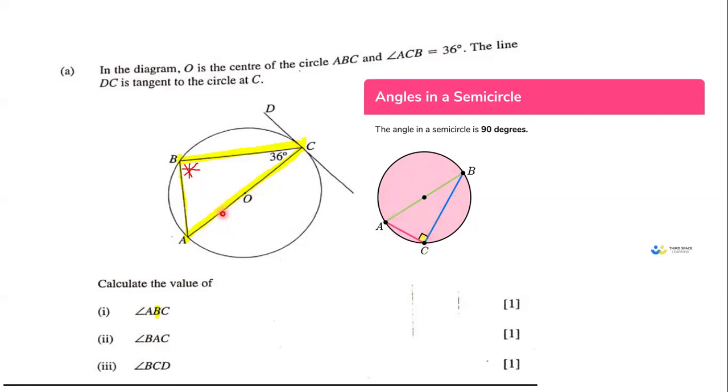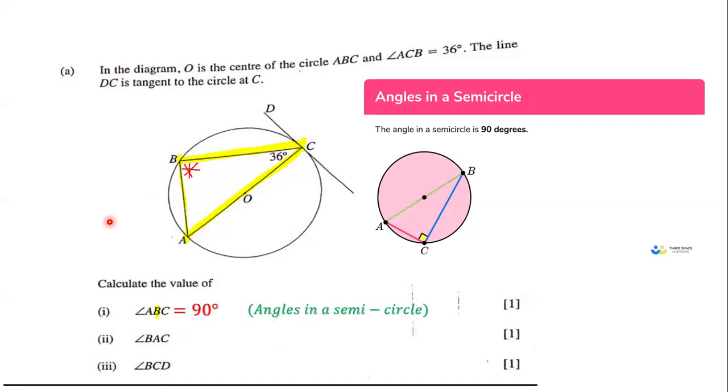And we have something similar here. We have the diameter AC. It divides the circle into two halves, this half as well as this half, and we have this angle B. The angle in a semicircle is 90 degrees, and so we apply that theorem. That means that angle ABC is equal to 90 degrees.